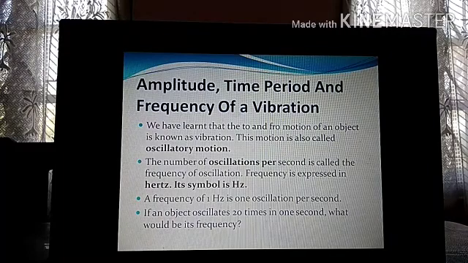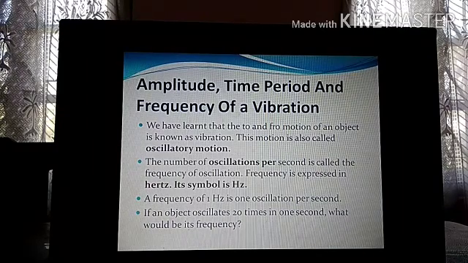Like in case of time, we express it in seconds, and we write small s, or in minutes we write min. Similarly, frequency is expressed in hertz and its symbol is Hz. A frequency of 1 hertz is also 1 oscillation per second, isn't it? Because in 1 second, how many times will the pendulum oscillate? 1 time, not more than 1 time. So we say the frequency is 1 hertz.